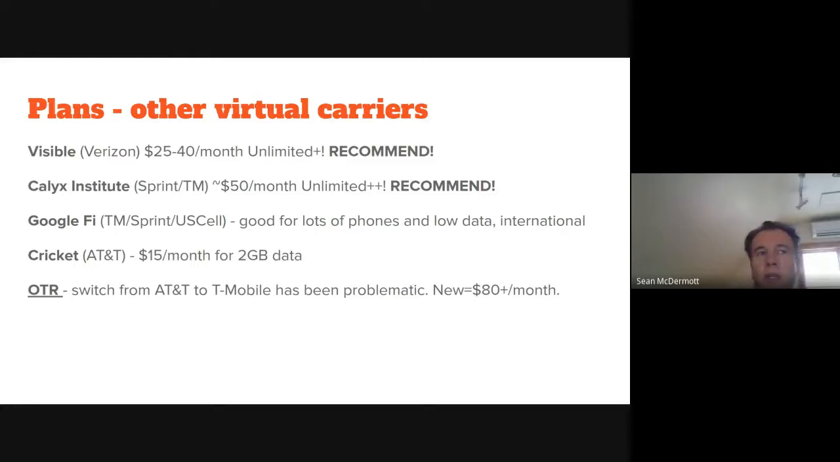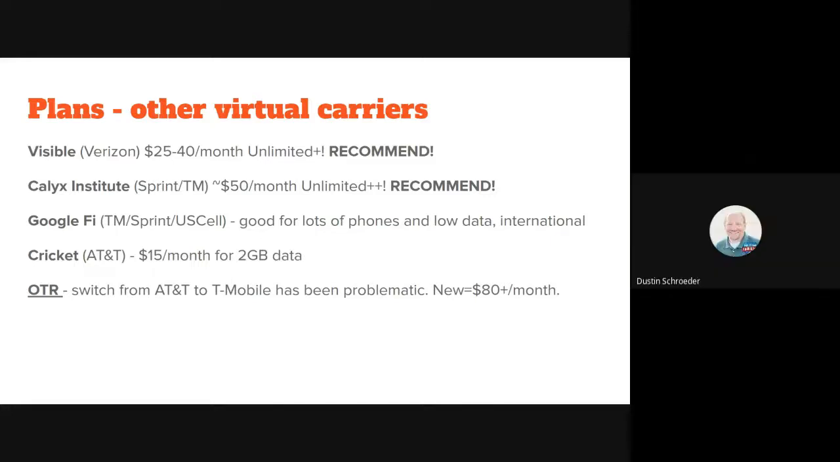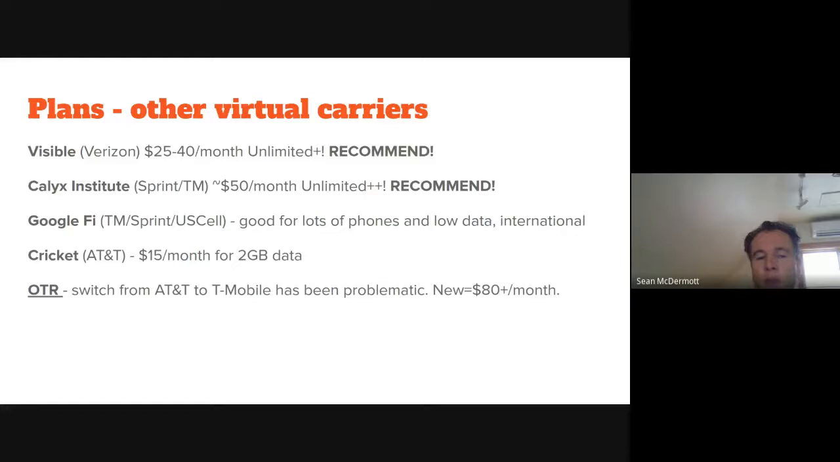OTR is actually pretty good from a support perspective, but they totally have had major problems in the last few months from a network perspective. First of all, none of these virtual carriers build networks, right? And so they're at the mercy at some level of the carriers they're working with. Some are very big companies, and so they can influence their carriers, like Google can probably influence their carriers pretty strongly. Visible is owned by Verizon, so it's unlikely they're going to get screwed by Verizon.